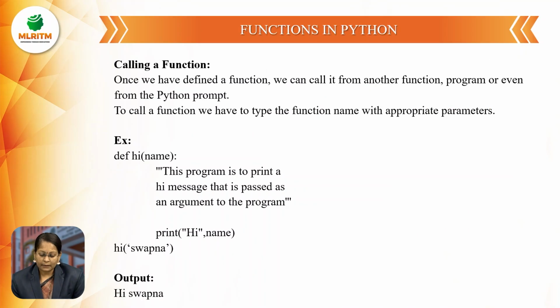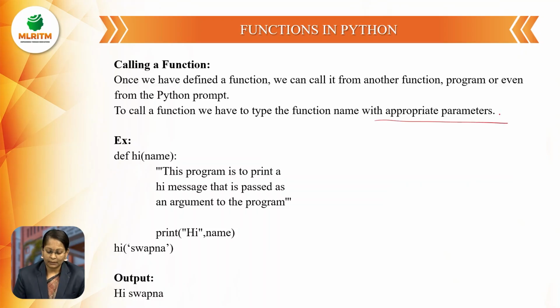The next is calling a function. After defining a function, we have to call the function with the appropriate keyword and the appropriate arguments. Once we have defined a function, we can call it from another function, another program, or even from the Python prompt. To call a function, we have to type the function name with the appropriate parameters.